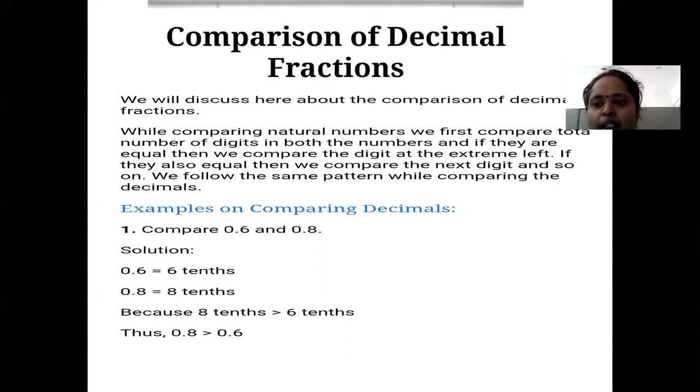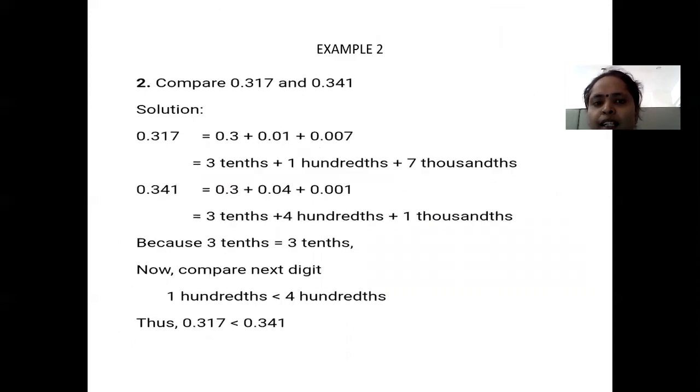Examples on comparing decimals. The first question is compare 0.6 and 0.8. 0.6 can be written as 6 tenths. Similarly, 0.8 can be written as 8 tenths. Since 8 tenths is greater than 6 tenths, we can conclude here that 0.8 is greater than 0.6. Next, I move to the second example.